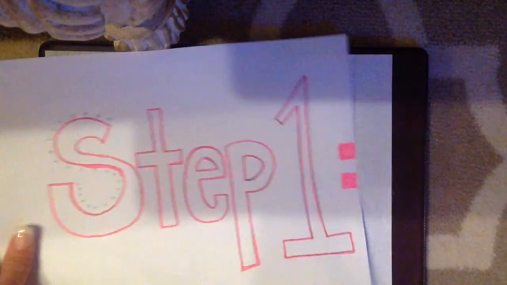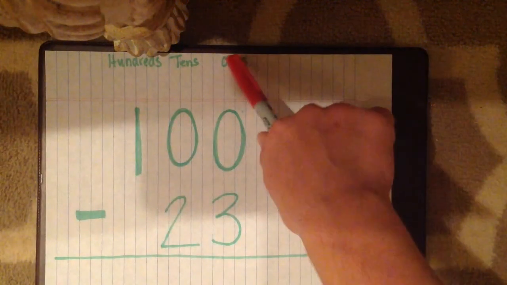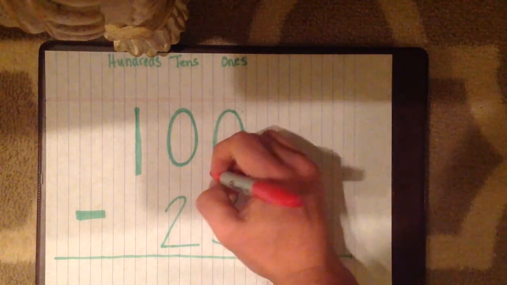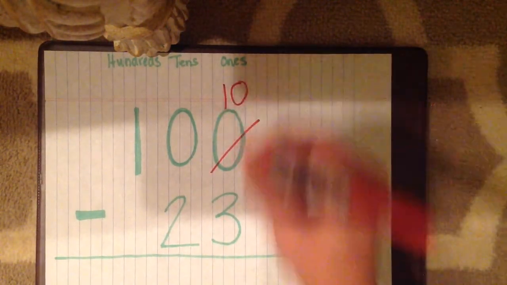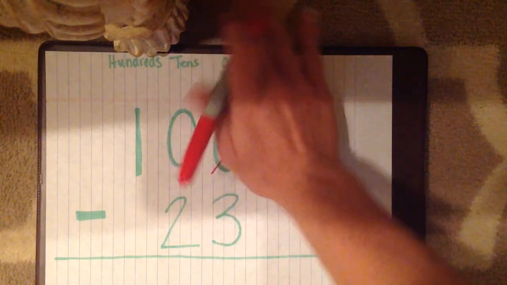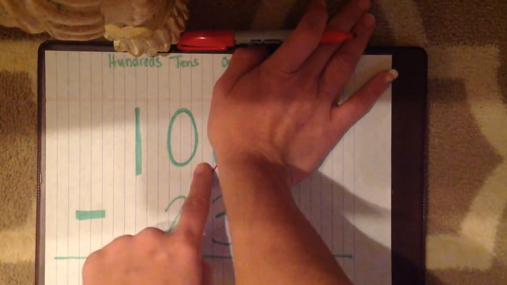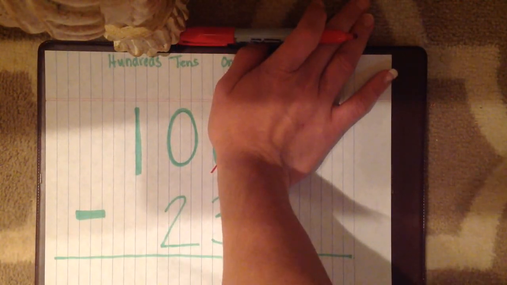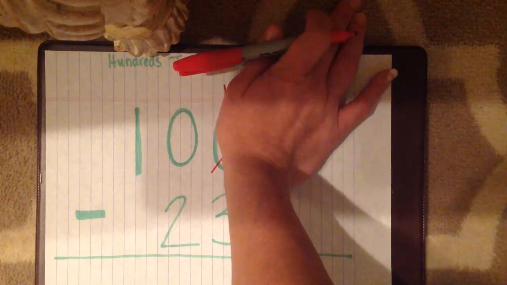So, step 1, look at the ones place. I tell them to change this 0 to a 10. Step 2, they cover that 0 and see what number they have. And the number they have is 10 left. So, what is 1 less than 10? They would tell me 9.